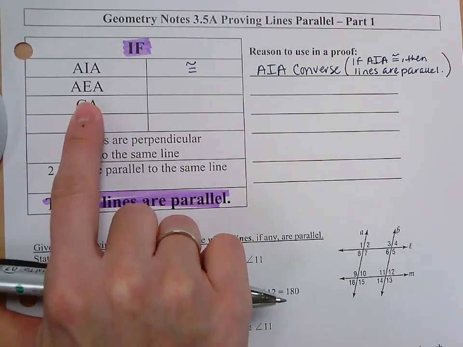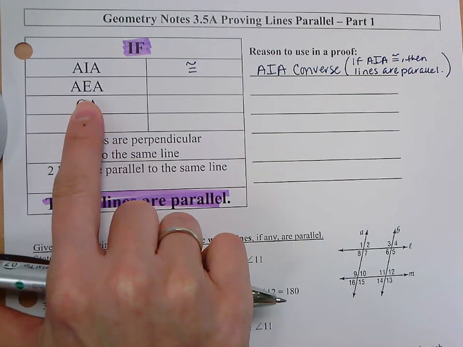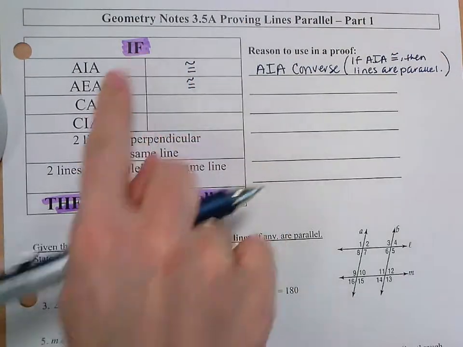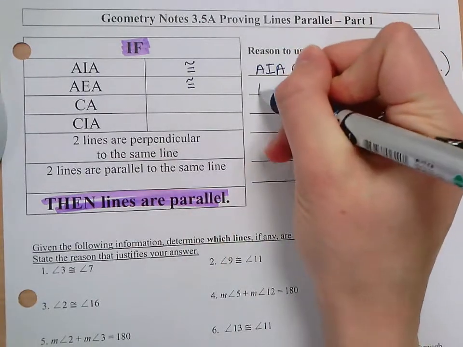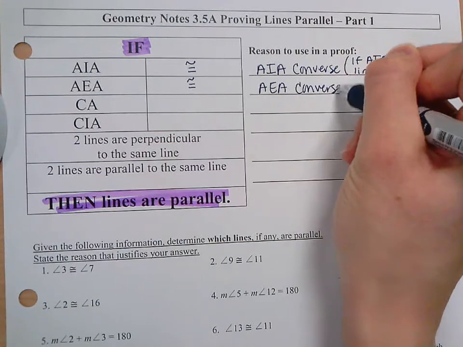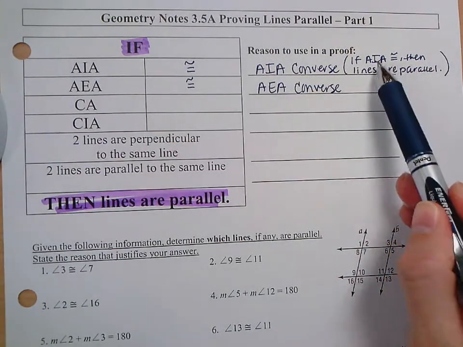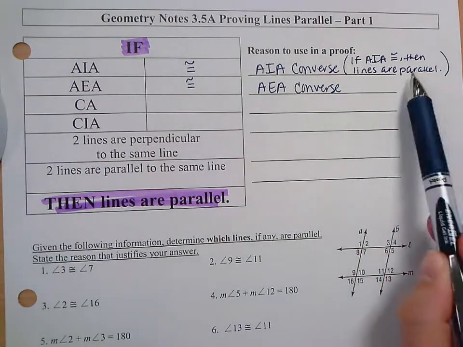So alternate exterior angles. If lines are parallel, what do we know about these? They're also congruent. So if alternate exterior angles are congruent, then the lines are parallel. So that would be AEA converse, alternate exterior angle converse. Similar statement, you're just swapping out the interior for exterior, but this is what it would look like as a sentence.